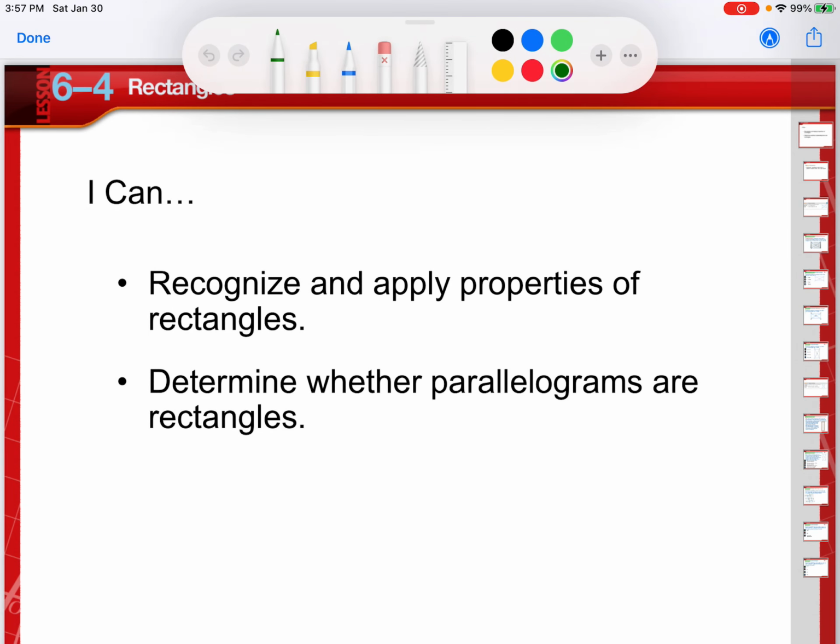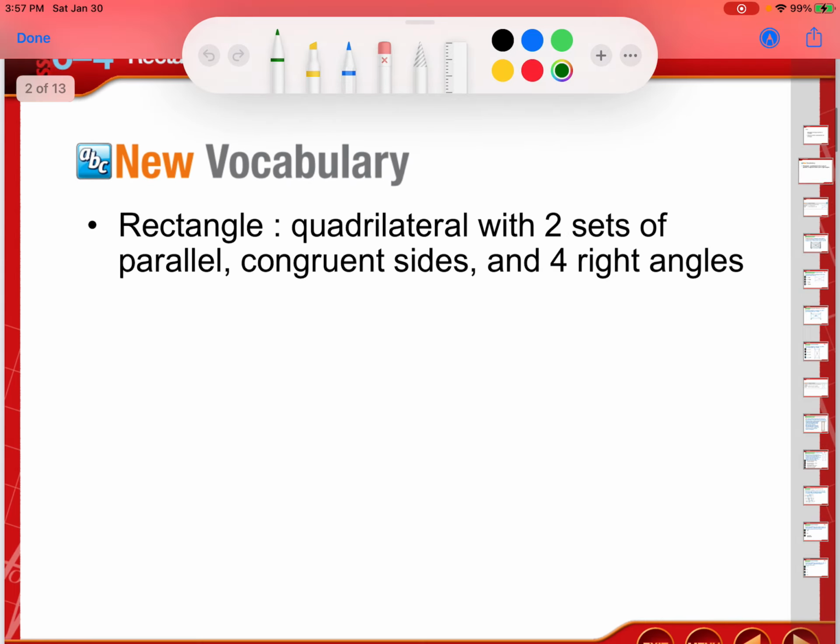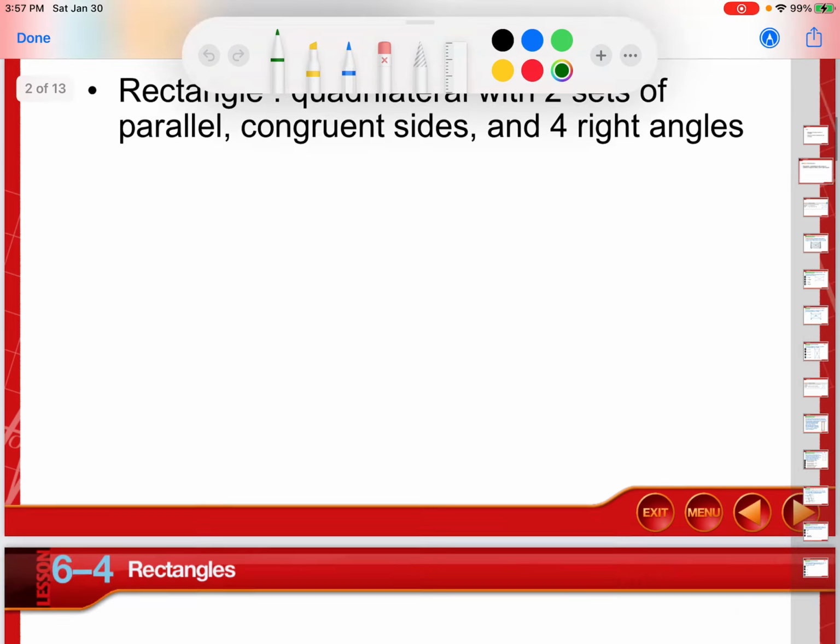Alright, so today we're talking rectangles. So you'll be able to recognize and apply properties of rectangles and determine whether parallelograms are in fact rectangles. So a rectangle is a quadrilateral with two sets of parallel congruent sides and four right angles. So essentially it's a parallelogram with at least one right angle, because if it has one right angle, then it has four right angles, as we talked about in 6.2.